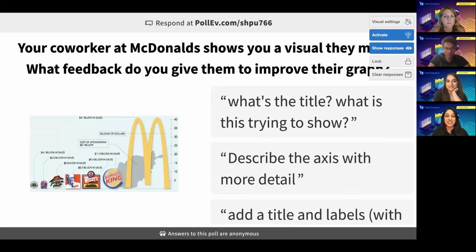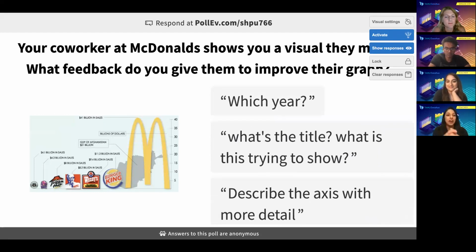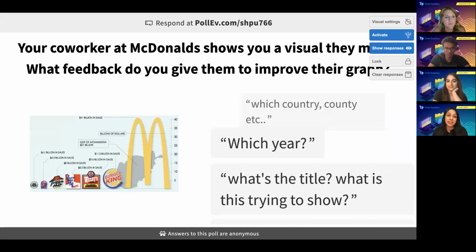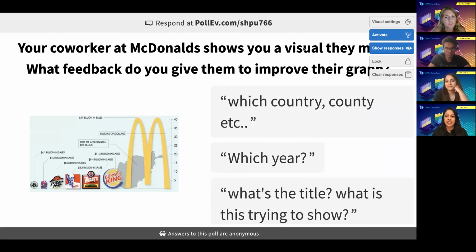What's the title? What is it trying to show? How about thinking about the actual, oh yeah, which year? Or is it even over a year? We actually don't know what the time frame is here. It could be over a month. Which country? Yeah, is it global?